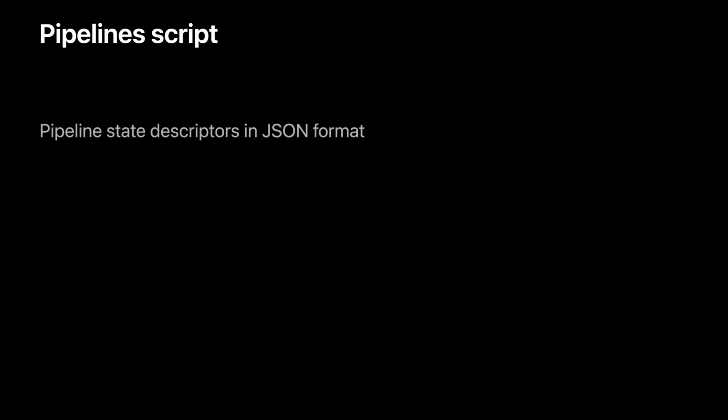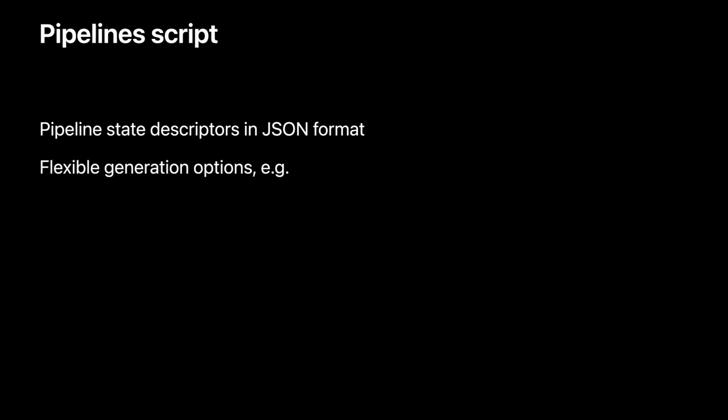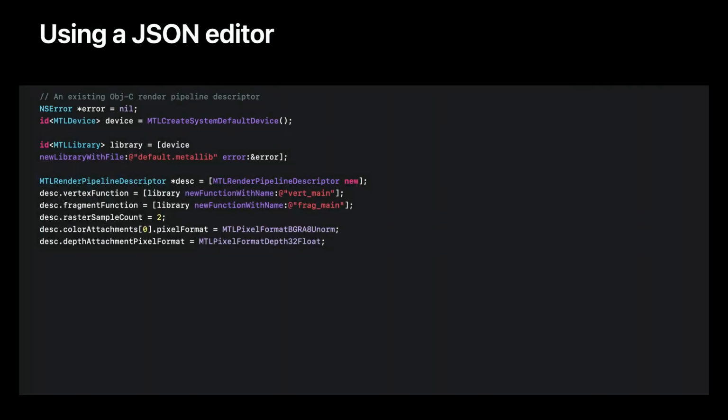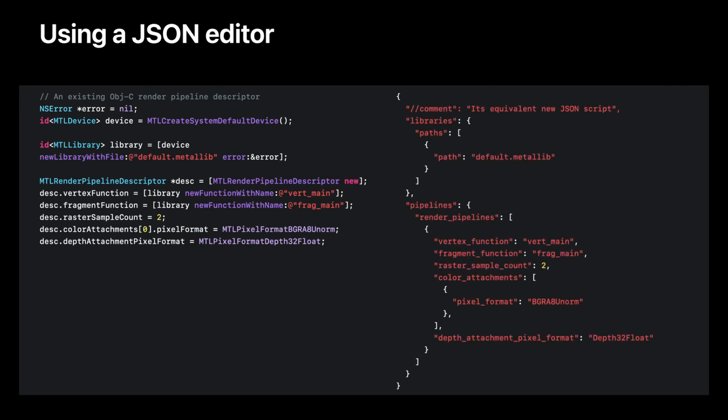A pipeline script artifact is a JSON-formatted description of one or more API pipeline state descriptors, and can be generated in many ways. For example, author them in your favorite JSON editor, or harvest them from binary archives serialized during development and testing. Here you have a snippet of Metal code that generates a render pipeline descriptor with state and functions, and its equivalent JSON representation.